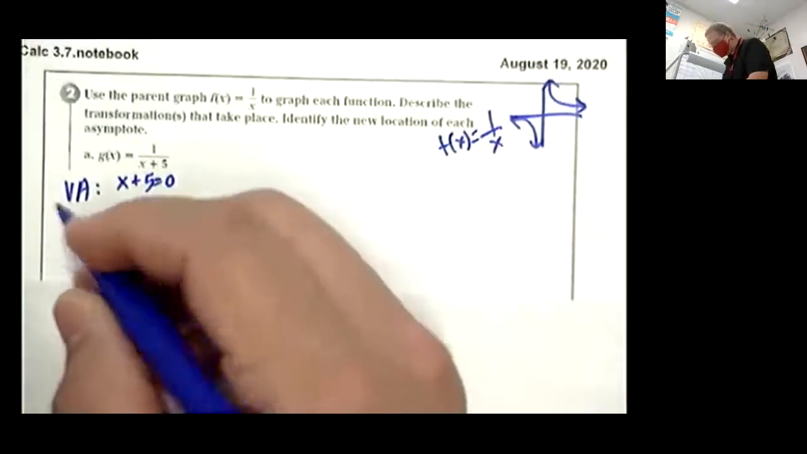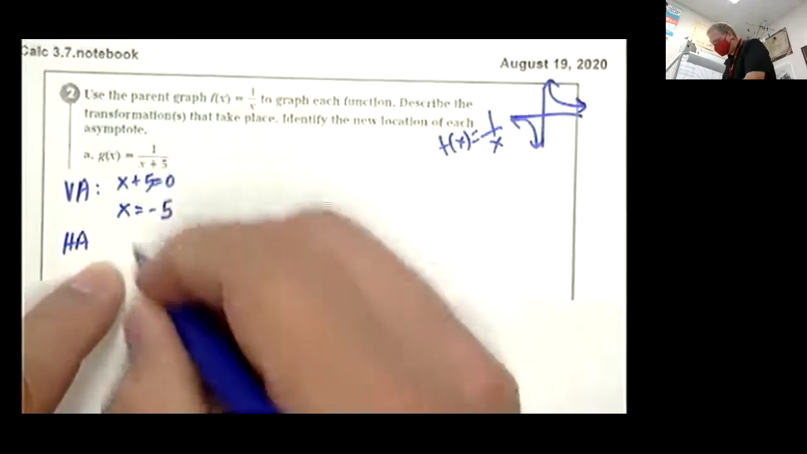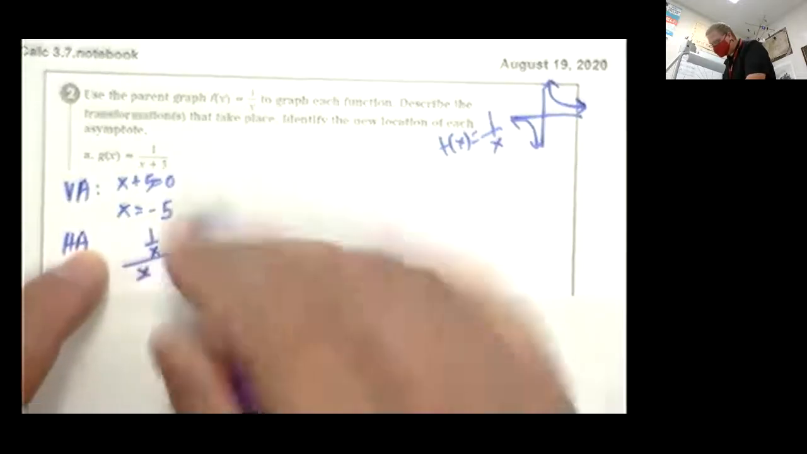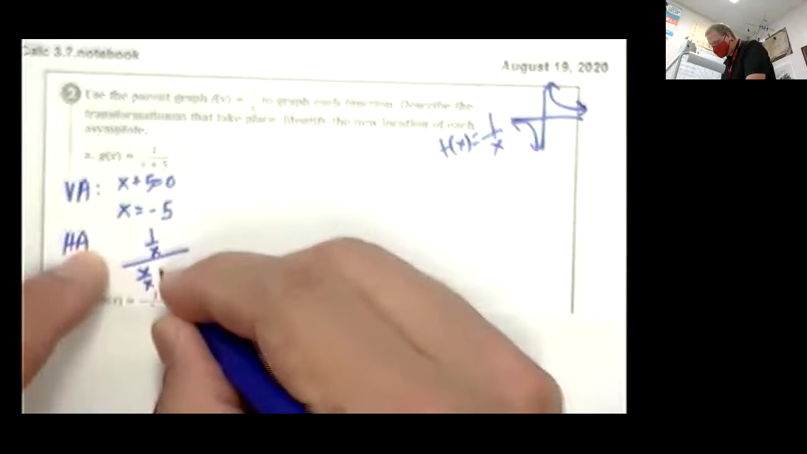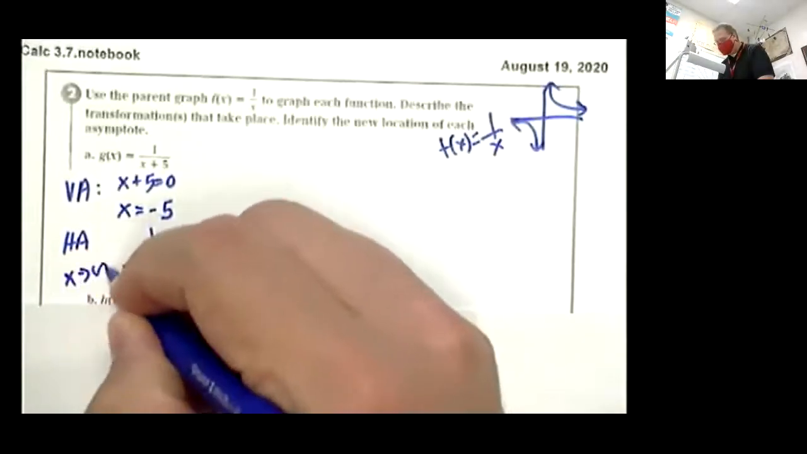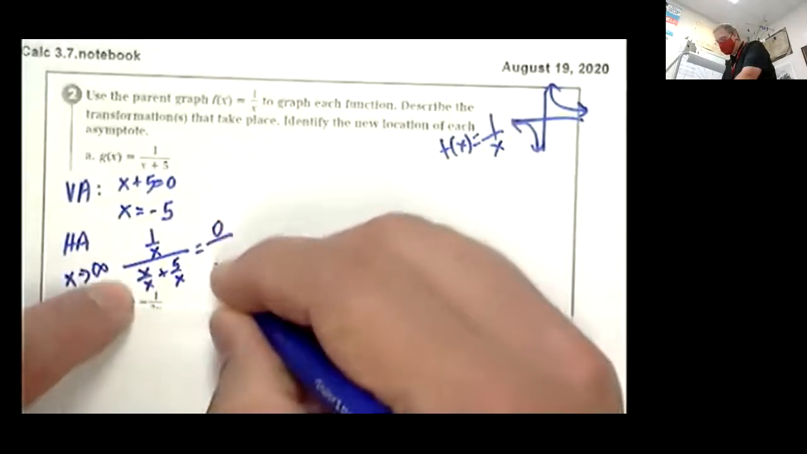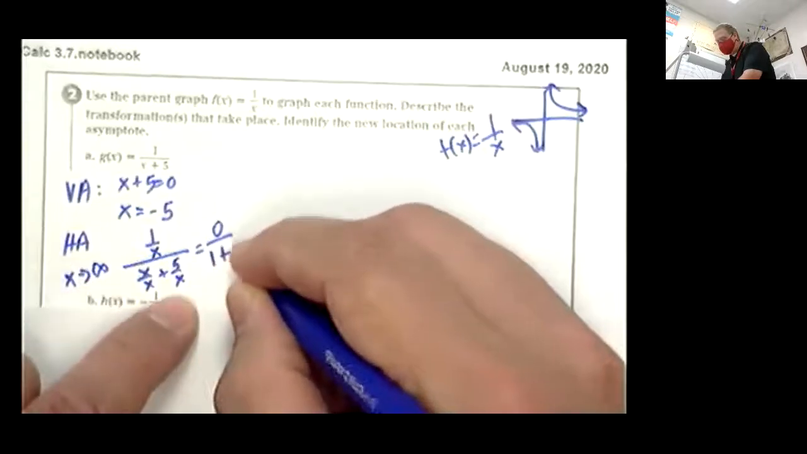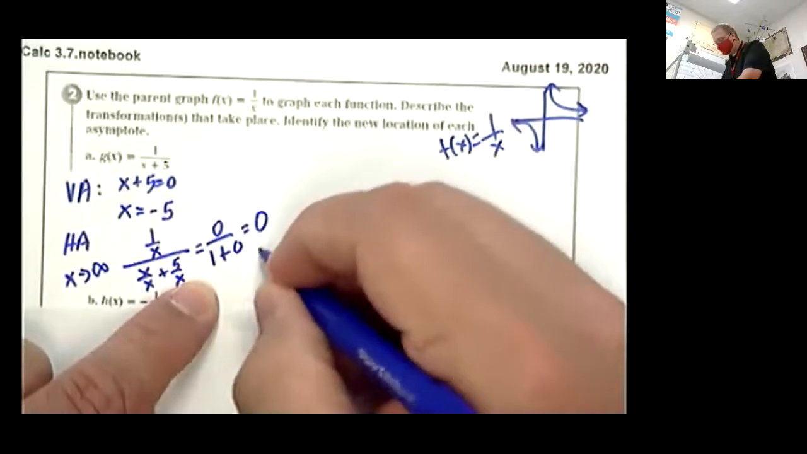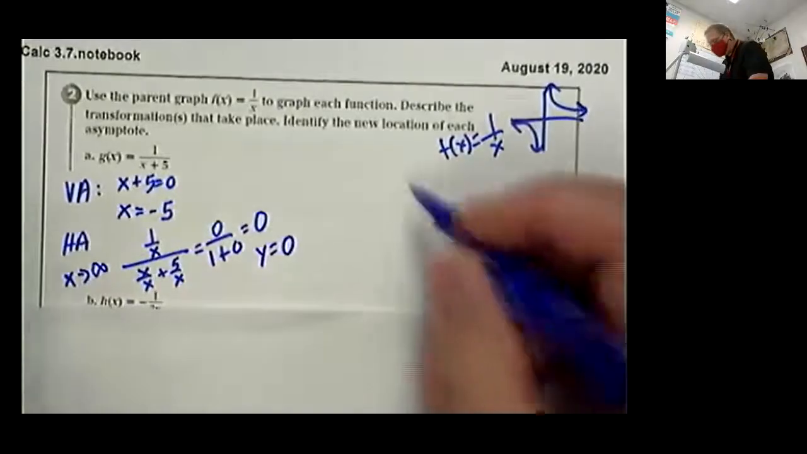We also want the horizontal asymptote as well. To get that, we're going to divide each term by the largest variable term. That's 1 over x divided by x over x plus 5 over x. And what happens? As we let x go to infinity, 1 over infinity goes to 0. x over x is 1. 5 over infinity goes to 0. 0 over 1 is 0. So our horizontal asymptote is still at y equals 0. So here's our graph.